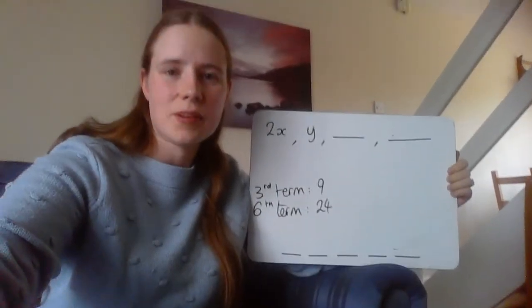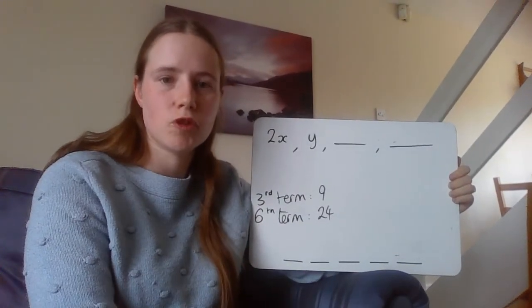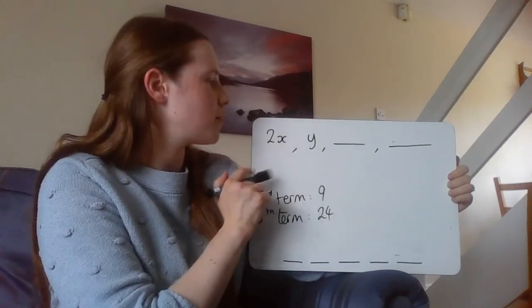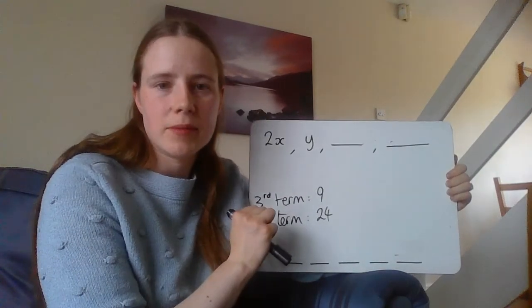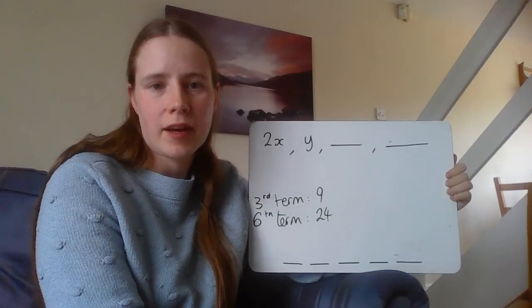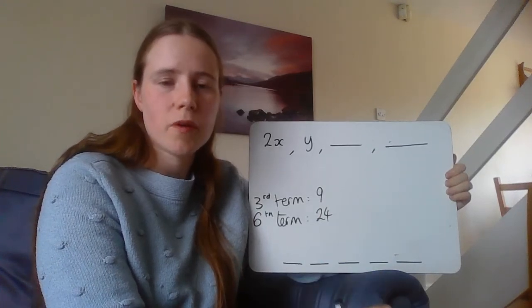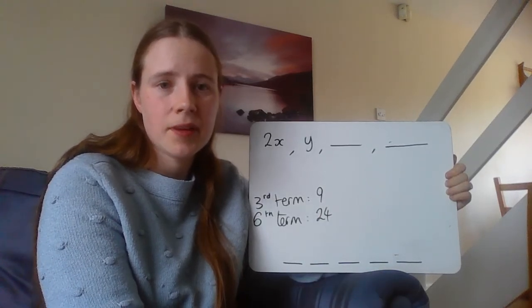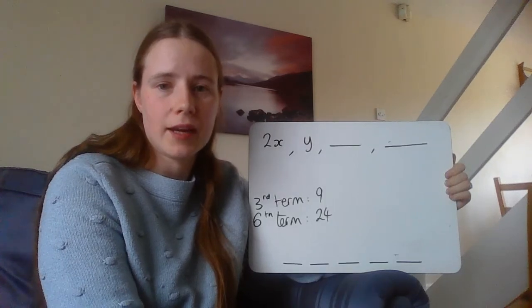Okay, so in these questions, I've got something a little bit more tricky coming in. For the first one, we've got algebra in our terms. Don't be put off if you're given algebra in terms. You're still just following the rule of adding things together. You just need to make sure you simplify as you go.